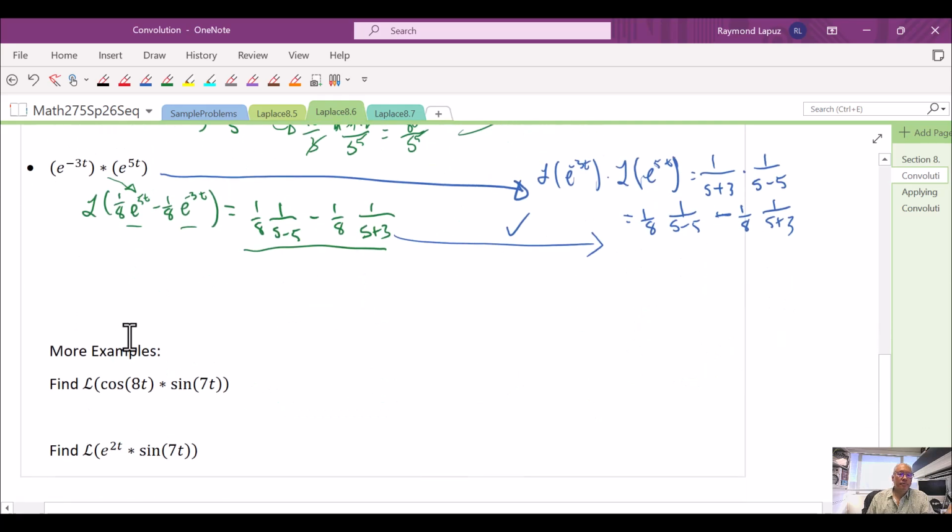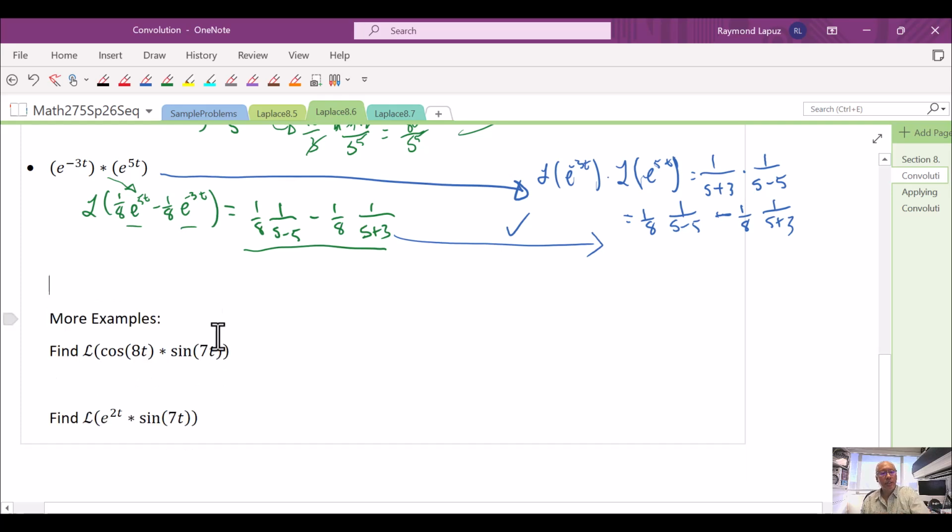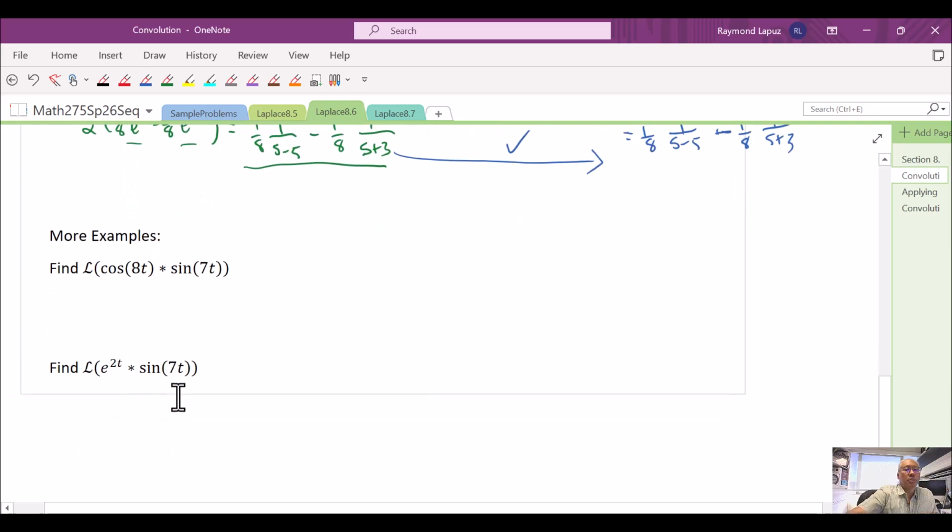Now you can actually see the power of the convolution in these next couple of examples if all you're doing is the Laplace transform of this. Actually even more powerful when you go backwards. But let's just practice a couple of things here. Find the Laplace transform of the convolution of two things in the real world. And this will literally just be equal to the Laplace transform of the first function times the Laplace transform of the second function, sine 7t.